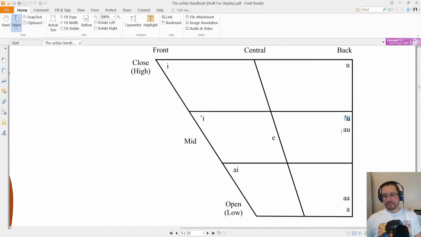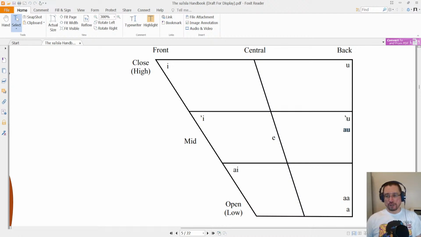Reading xa'isla, you're really going to be concentrating on the vowels. The vowel sounds are the most important parts of reading when it comes to reading the xa'isla language. The consonants are very important too, but the consonant sounds will always sound the same, but the vowel sounds will change depending on the consonants that are around it.